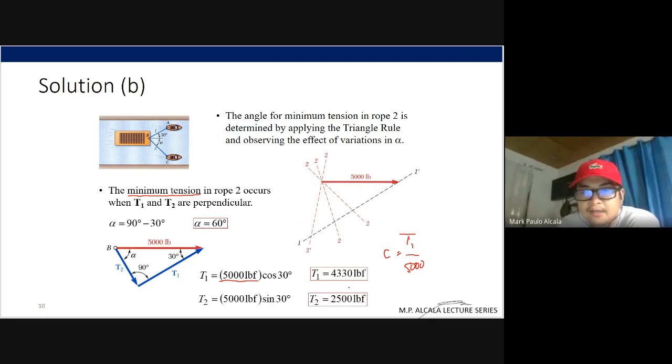Now finally, the minimum value of T2, of course, sine 30 is just 1/2. So 5,000 divided by 2 is simply 2,500 pounds.